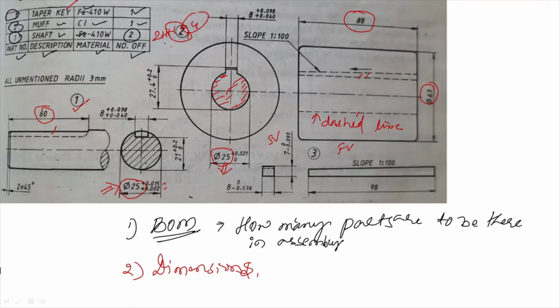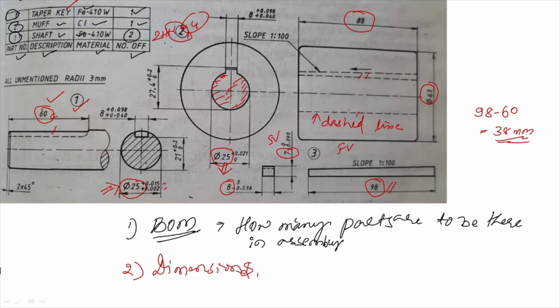Its thickness is 7 mm here, its width is 8 mm, and its length is 98 mm. Now if you look over the keyway here, how much length is there? It is 60. Now what about the length of the key? It is 98. That means if you consider 98 minus 60, 38 mm is more length.